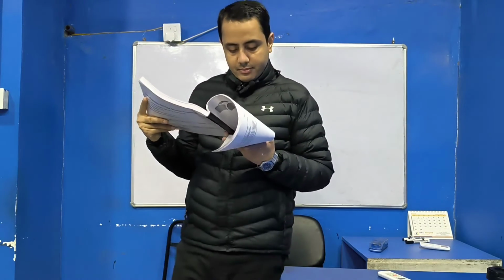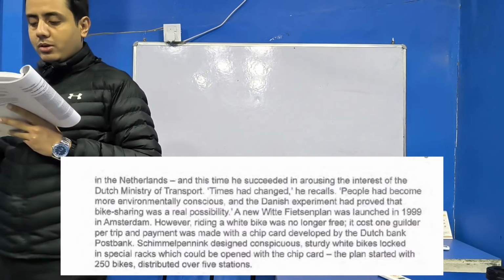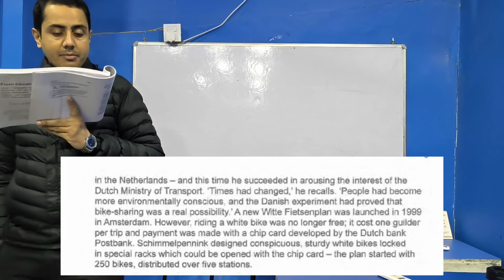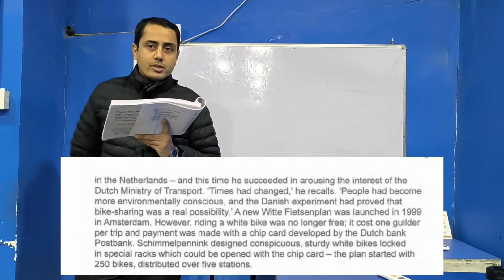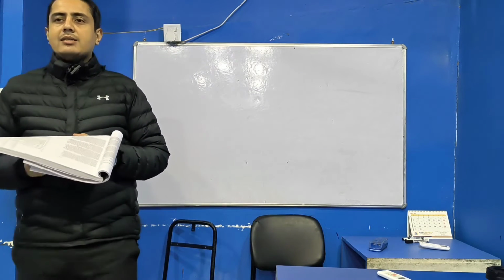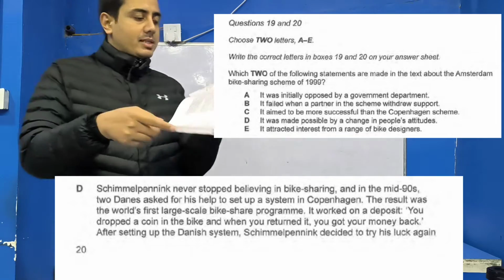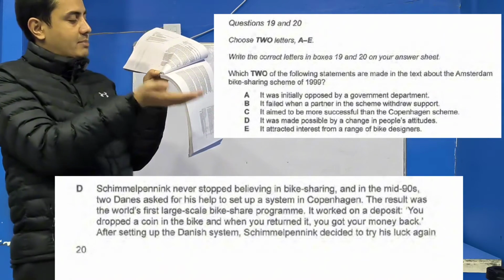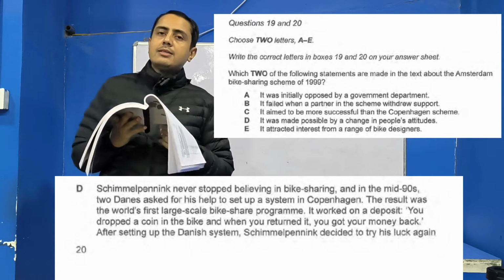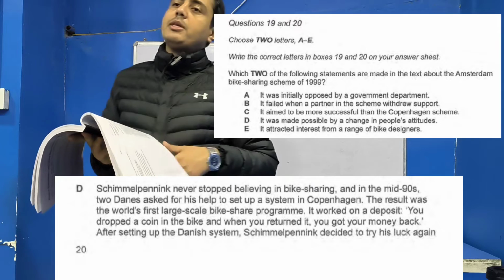Paragraph D. In paragraph D, on this next page, you can see it says 1999 in Amsterdam. To really understand this point, sometimes the sentence which has the keywords might only have partial information in it. So to really understand it, let me begin reading from page number 20, that last line. Let me read from that line. After setting up the Danish system, Danish means in Denmark, must be in Copenhagen.